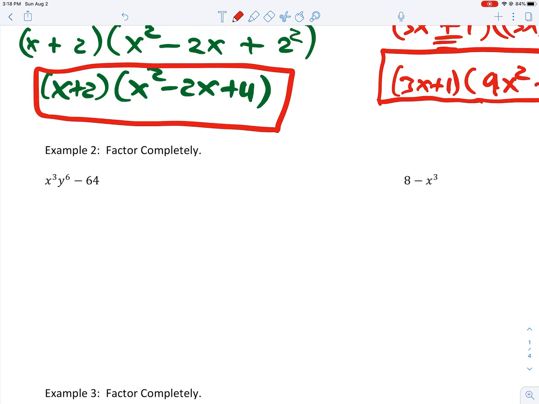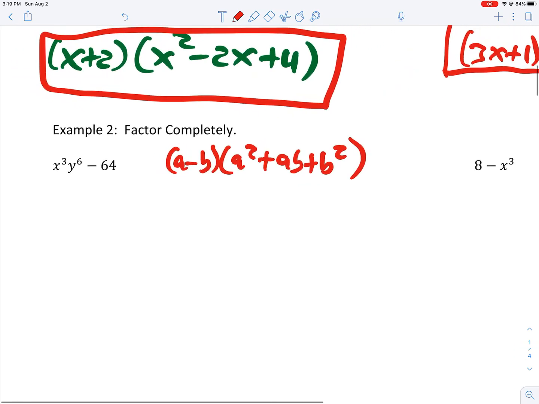Okay, example 2. So again, we're going to factor completely. This time it's a difference. So we have a minus b, a squared plus ab plus b squared. Again, same thing. Binomial, trinomial. Every time. If you can just memorize those two little formulas, the factoring of sum and difference of cubes is actually one of the easier ones. If you can remember those two formulas, there's no guesswork.